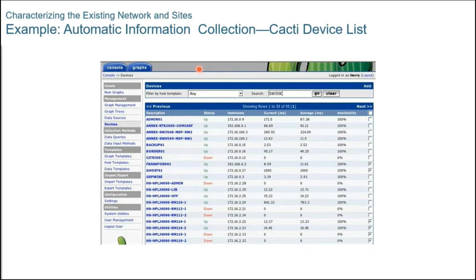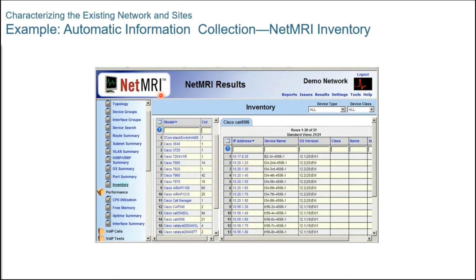Now, using other tools like the Cacti device list shown here, an automatic information collection example. The figure is a screenshot of the open source Cacti application showing the list of devices found in the network. You also have here a screenshot from the NetMRI appliance from Netcordia. The inventory results are expanded to view the Cisco Catalyst 4506 devices, including IP addresses, device names, and operating system versions.